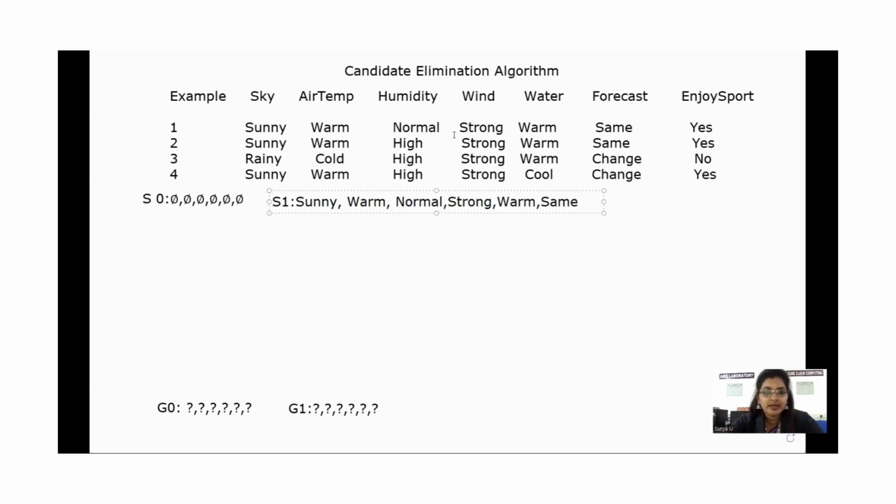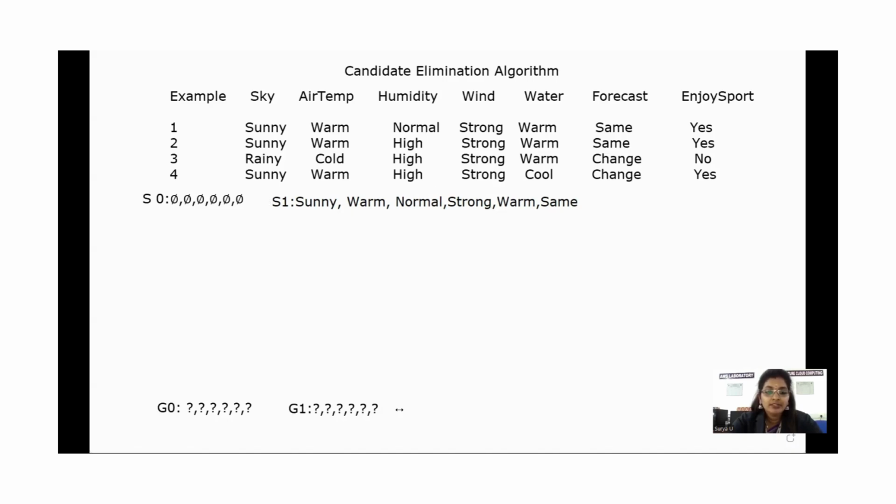We'll move on to the next example so that you can understand the concept clearly. The first example is over, so I'm moving on to the second example. Again, first we have to check whether it is a positive or negative value. If I check, it is a positive one. So if it is positive, then start from G value. G value is nothing but the general hypothesis.